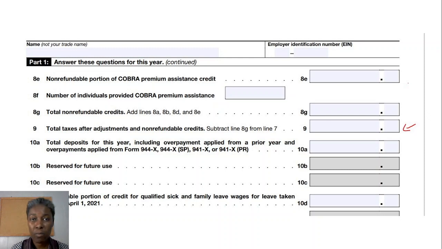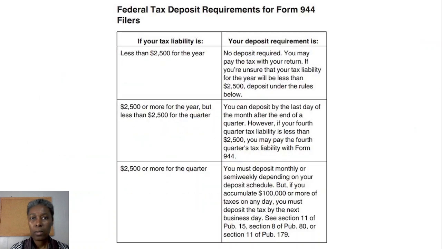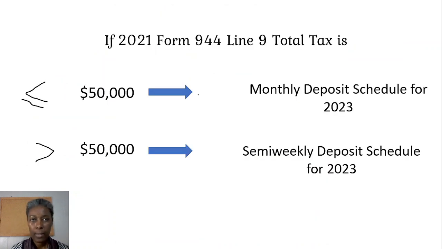tax after adjustment and non-refundable credits. So if 2021 Form 944 line 9 is equal or less than $50,000, you will choose monthly deposit schedule for 2023. If your 2021 Form 944 line 9 total tax after adjustment and non-refundable credit is more than $50,000, you will choose the semi-weekly deposit schedule for 2023.